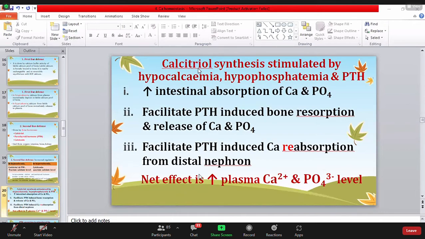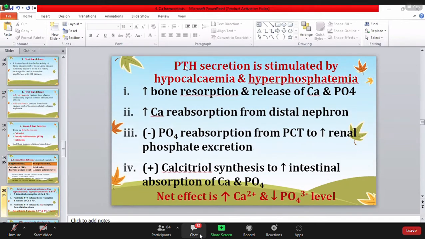How calcitriol controls serum calcium and phosphate level? Yes, ma'am. By three ways. Increase intestinal absorption of calcium and phosphate, facilitate parathyroid hormone-induced bone resorption and release of calcium and phosphate, and on kidney, facilitate parathyroid hormone-induced calcium reabsorption from the distal nephron. And by these three ways, it ultimately increases plasma calcium and phosphate level.